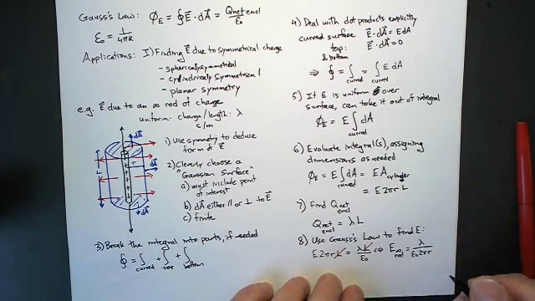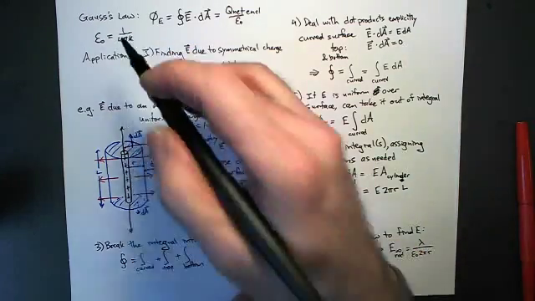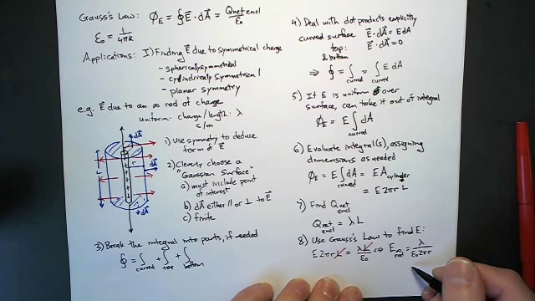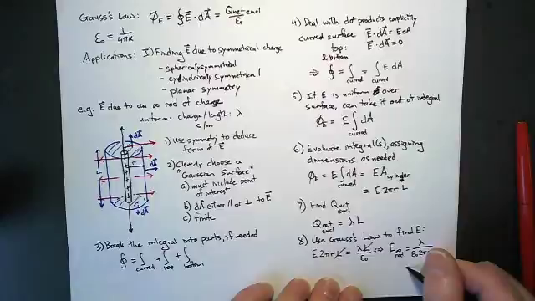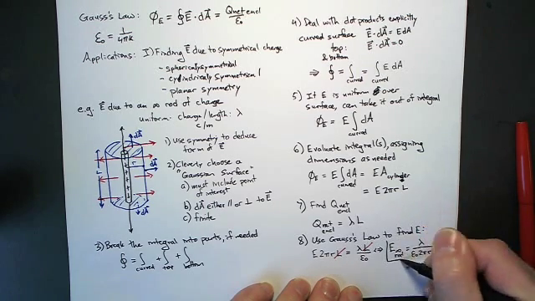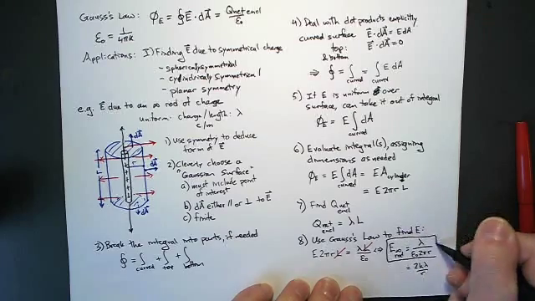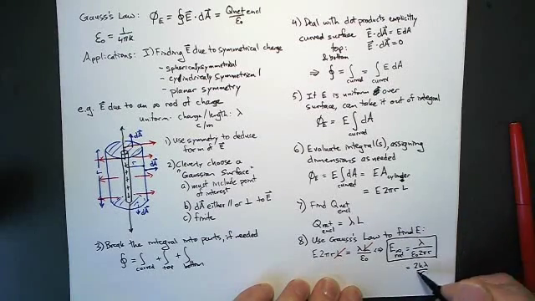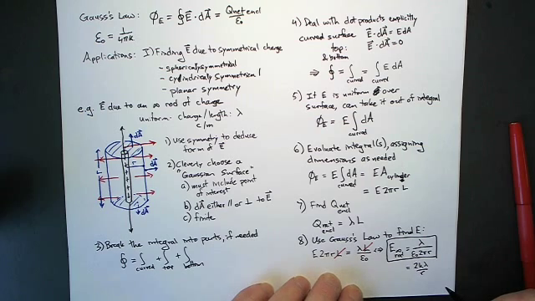And if you wanted to express this in terms of the constant k instead, k is just 1 over 4 pi epsilon naught, so this would be 2k lambda over r. So usually the form in terms of epsilon naught might be more handy, but sometimes you could use this if you wanted to.